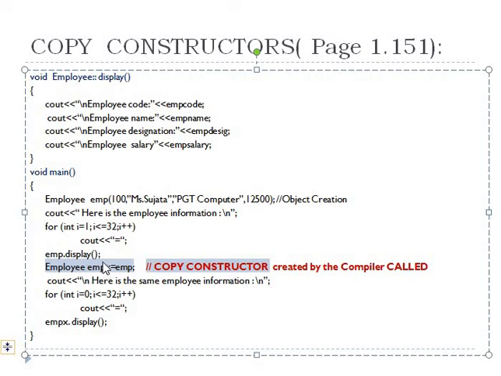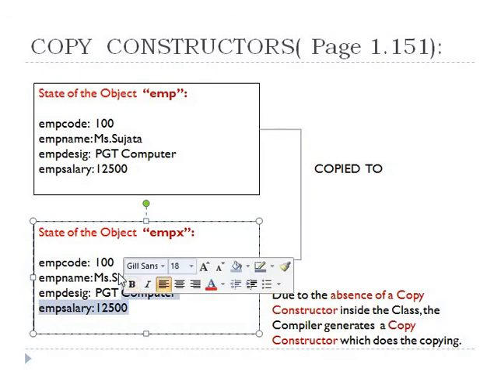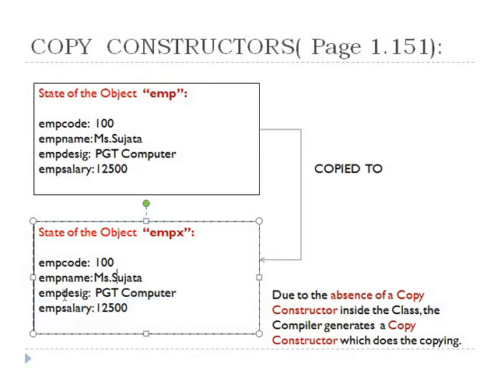So once this new object empx gets initialized by the old object emp via the calling of this copy constructor created by the compiler, the entire state of the object emp shall be copied into the new object empx. That's why you can see that the contents of the old object emp are exactly the same as the new object empx. So now the state of the object empx is going to have these values for its data members.